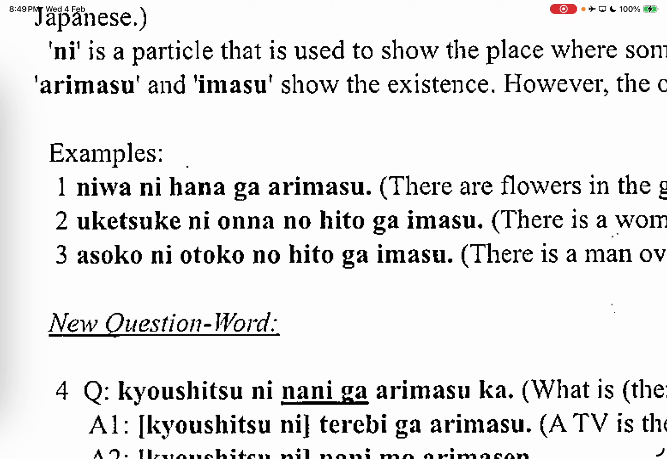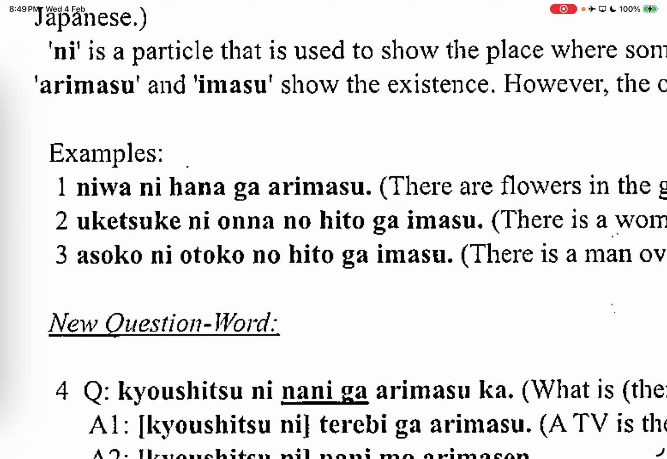Number 2. Uketsuke ni onna no hito ga imasu. Uketsuke ni means not really in the reception, it's like at the reception. At the reception, onna no hito means female. There is a female. A female exists there.